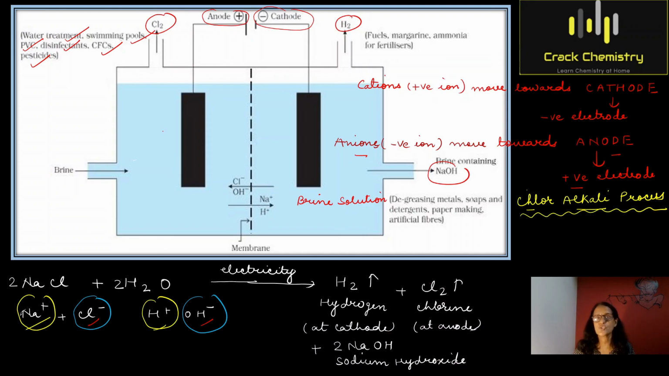Now we will see the uses of hydrogen. Children, hydrogen gas is used as a very important fuel. Even the rocket industry uses hydrogen as a fuel. It is used in making margarine, which is an artificial butter, and ammonia, which is used for making fertilizers. So these were some of the important uses of hydrogen gas. Now we will see the uses of sodium hydroxide. Sodium hydroxide is used for degreasing metals. It is used in the manufacture of soaps and detergents. It is used in the making of paper, and in the making of artificial fibers.